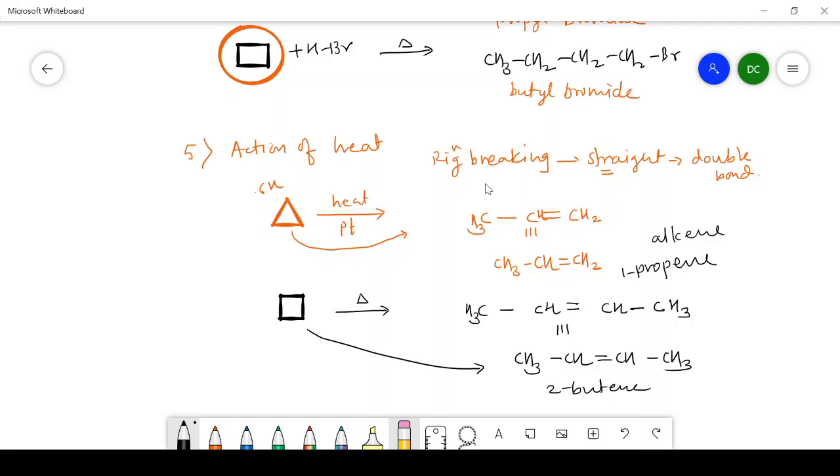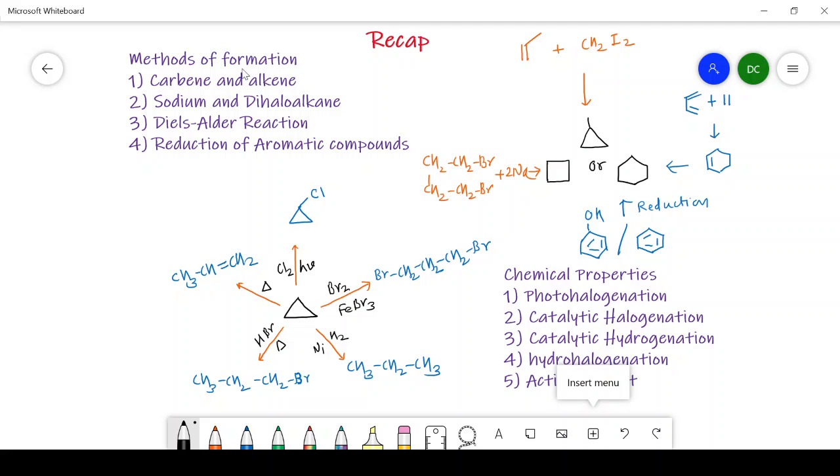Now we will see what we have learned in this lecture. That is, we are going to revise the points that we have learned in this lecture. We will summarize this lecture. In this lecture, we have studied different methods of formation. First is from carbene and alkene, second sodium and dihaloalkane, third by Diels-Alder reaction, and fourth reduction of aromatic compound.